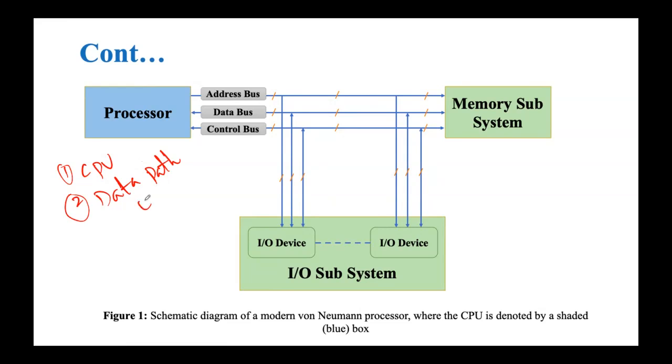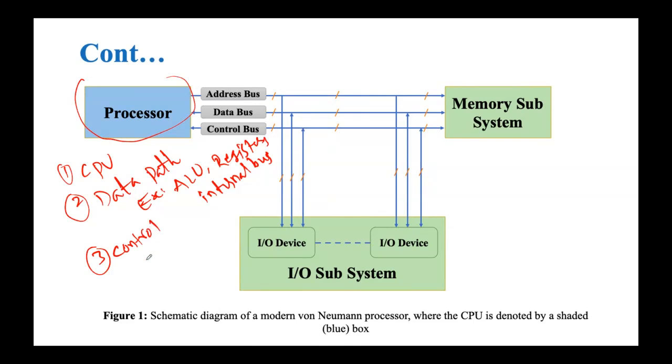For example, the ALU, arithmetic and logic unit operations, or your registers and some internal buses. It uses some internal buses. The third component is your control. This control is the hardware that tells the data path what to do in terms of switching, operations, operation selection, and the data movement between ALU components, etc.